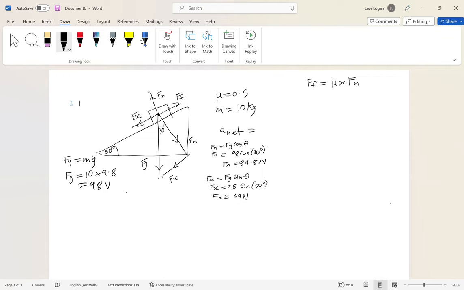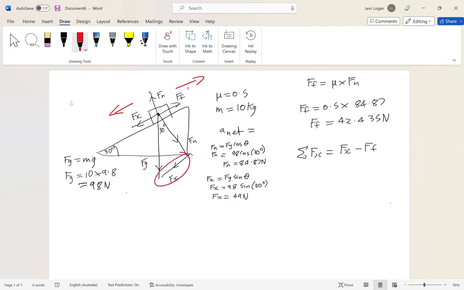Right, so obviously we have a force going up the slope and a force going down the slope. So we need to find our force of friction. Force of friction is 0.5 times 84.87. So Ff is our force of friction, and calculating that is 42.435 newtons. Now the sum of the forces in the x direction is just going to be the force down the slope minus the force up the slope. So it's going to be this force here minus the force of friction.